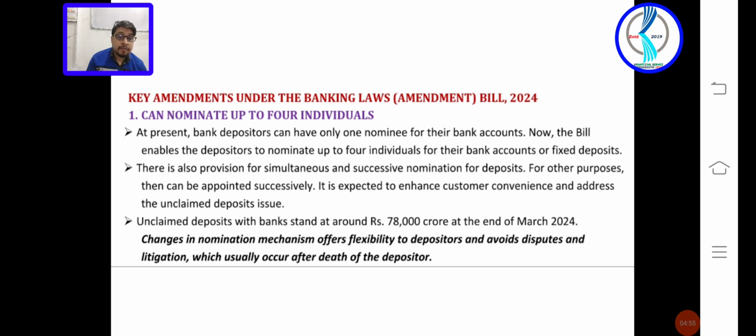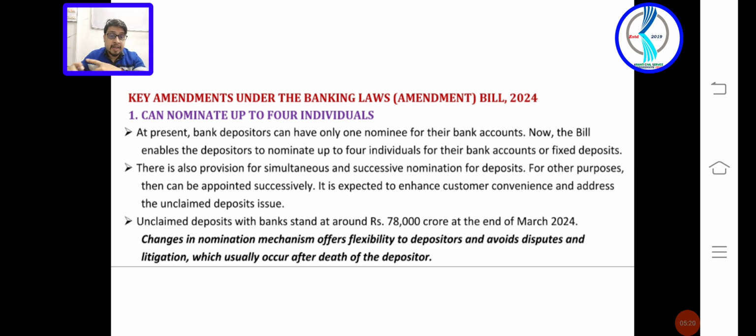If money is not claimed for 7 years, that money will go to some education fund. So it's a very pathetic situation, no? That's why the government decided to increase nominees from 1 to 4. And this time the nominees can be simultaneous or successive.